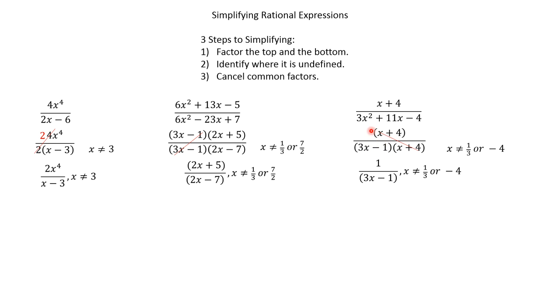One of the big mistakes here, people cancel that, and then magically this denominator moves up to the numerator. No, when you cancel it, if there's nothing left, it's a 1. And so we have 1 over 3x - 1, and x can't equal 1/3 or -4. So that was simplifying. We're going to get a little bit more practice simplifying here, because that's going to be something that we have to do when we're multiplying and dividing as well. But factor, figure out where it's undefined, and then cancel the common factors.